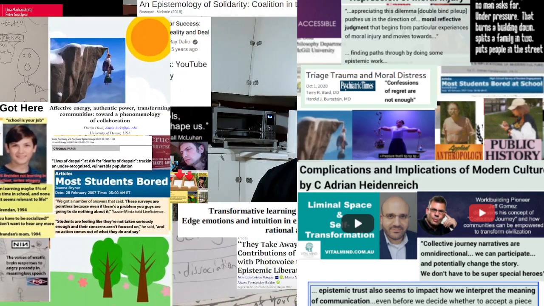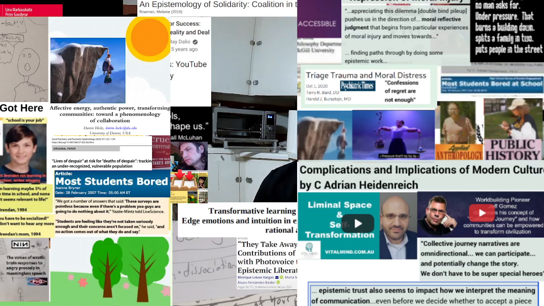And so many people are in cliffhanger scenes, but it's not perceived by other people to be that. It's like, oh, it's not a movie, so people dying by the hour, who cares? I mean, that's a widespread sensibility, or not my job to do anything about it, which is ridiculous. And so it gets into this affective energy, authentic power, transforming communities toward a phenomenology of collaboration article, and lives of despair at risk for deaths of despair, tracking an under-recognized vulnerable population.